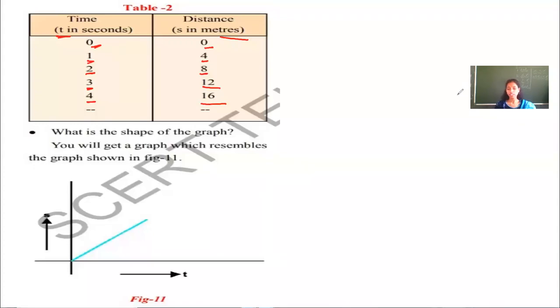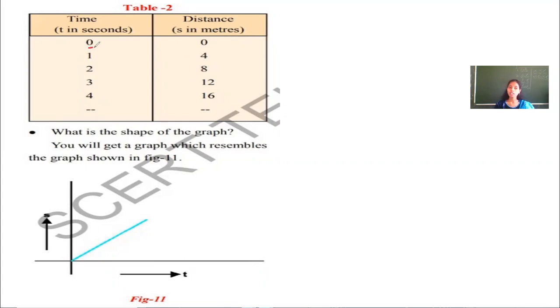See, here the time changes unit by unit: 0 after 1, 1 after 2, 2 after 3, 3 after 4, 4 after 5, 5 after 6, like that. But what about the distance? Here, distance is not changed unit by unit. It is changed 0 to 4, 4 to 8, 8 to 12, 12 to 16. Here we can say this is a uniform motion.